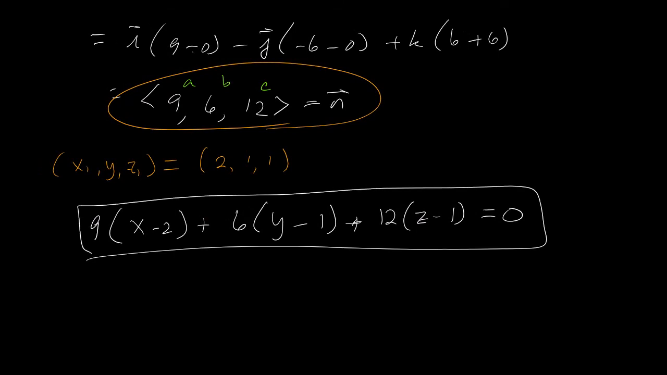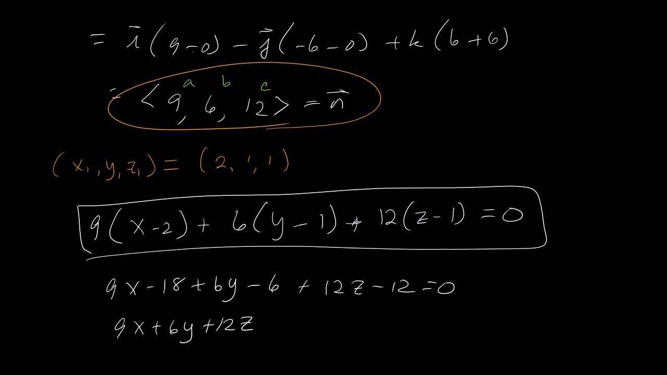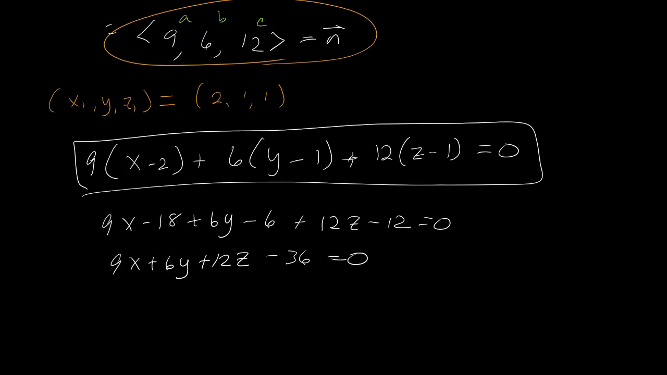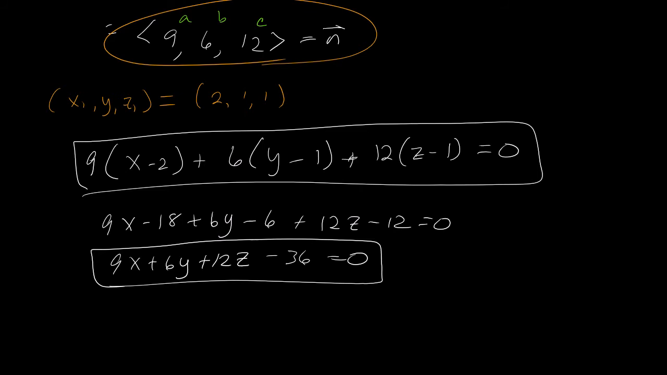Now, for working with this, general form is pretty handy, so we might as well go ahead and find it since we're here. So this is 9x minus 18 plus 6y minus 6 plus 12z minus 12 equal to 0. So that's going to be 9x plus 6y plus 12z, and then we have negative 18 minus 6 is negative 24, minus 12 would be negative 36, equal to 0. And there we have it. If we wanted, we could simplify further. Everything has a 3 in it, so we could simplify by dividing out a 3. So I'll write, or, 3x plus 2y plus 4z minus 12 is equal to 0.